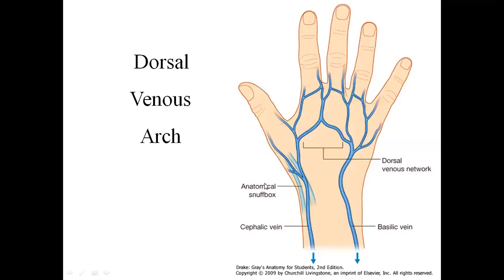Okay. Now see, this picture is quite simple. These are our digital veins, right? This is the oblique communicating vein. So the digital veins are draining into metacarpal veins, which are usually 3 in number. These metacarpal veins are draining into this arch on the dorsum of our hand. You call it the dorsal venous arch.